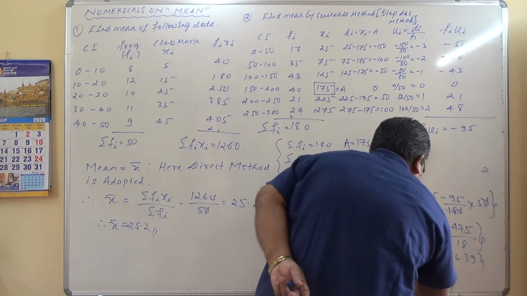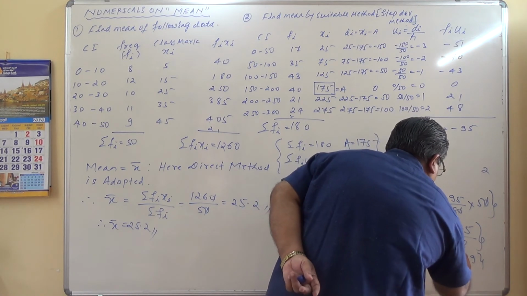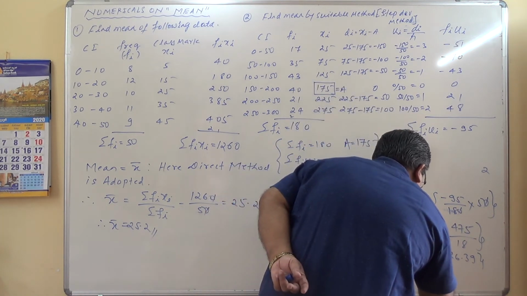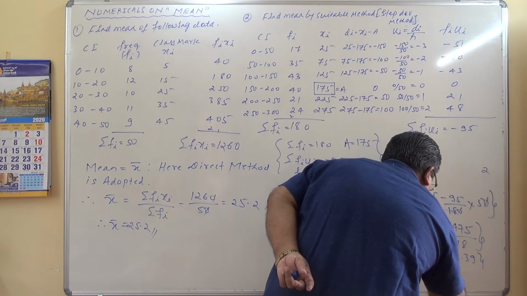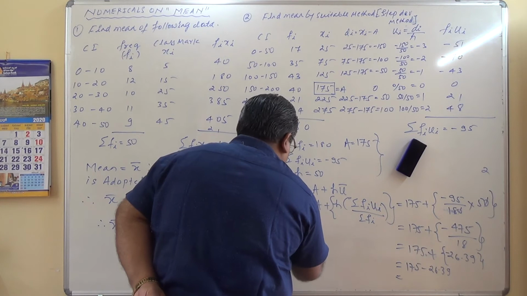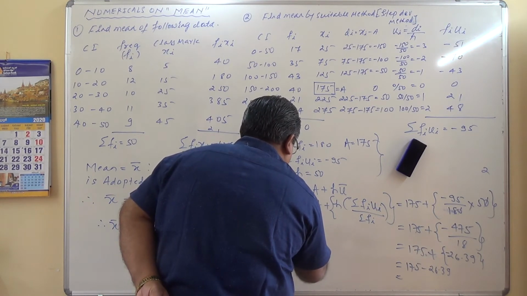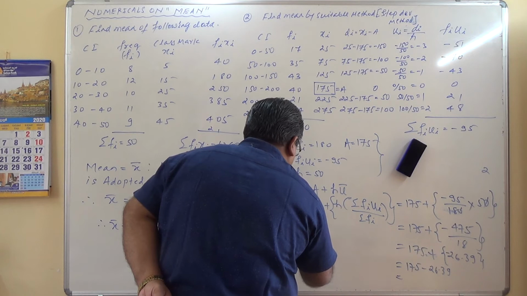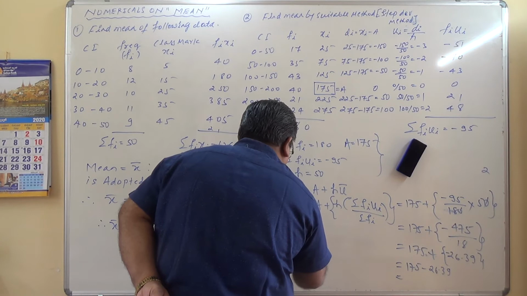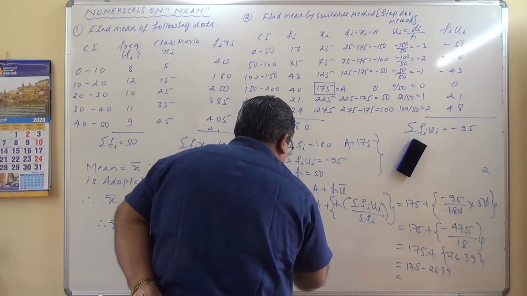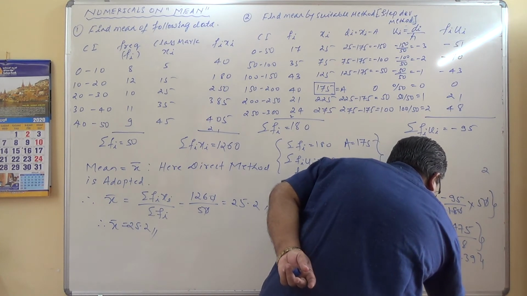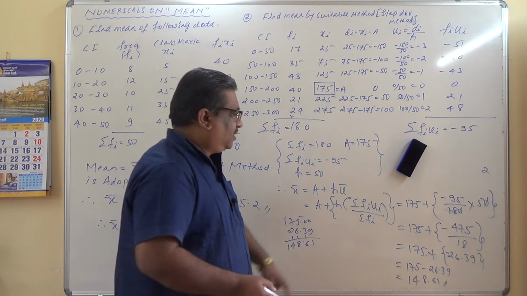I worked that out. You can see here it is minus 26.39, and therefore 175 minus 26.39, which is equal to 148.61. Let me check the answer. It is correct.